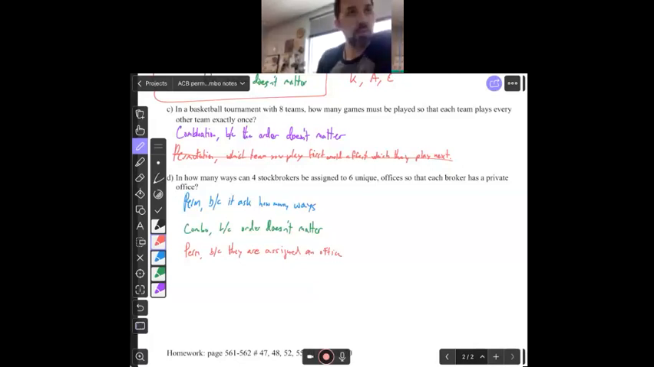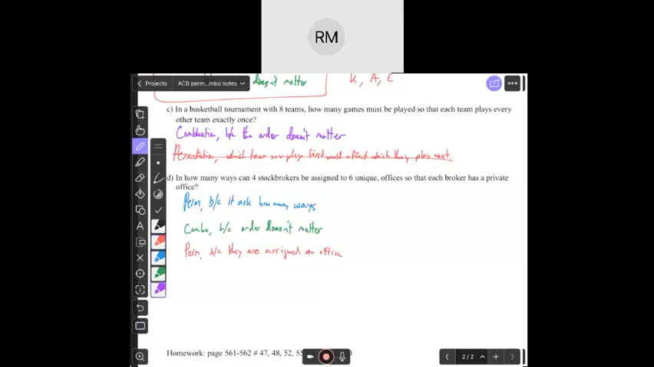Ruth, what about you? I think combination, because since it just has to be assigned to 6 unique offices, like different ones, then it doesn't matter the order that it has to be in. Okay, so you're saying the order that they're assigned in doesn't matter. Okay. Yeah. All right.